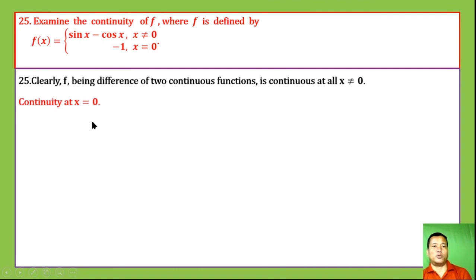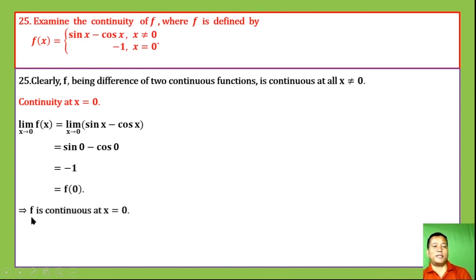Continuity at x equal to 0. Let us test. Limit of f at 0 is sine 0 minus cos 0. This is minus 1, which is f of 0. This implies f is continuous at 0. Hence, f is continuous at all values of x.